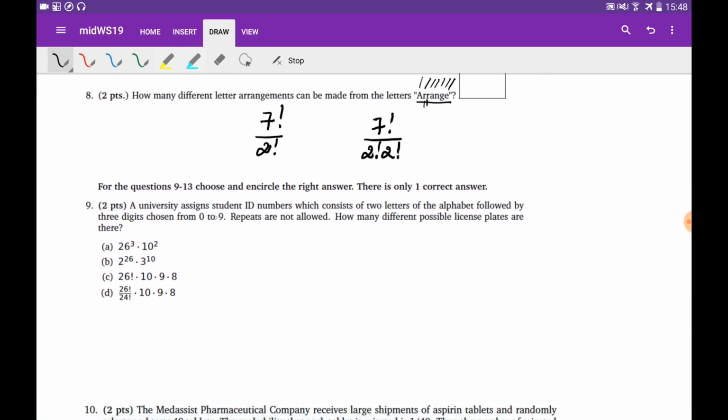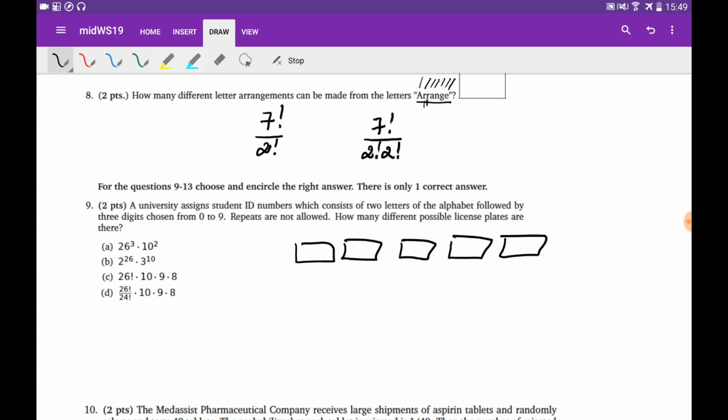So the university assigns the students ID numbers which contain 2 letters of the alphabet followed by 3 digits, and we cannot use the same letter and the same digit twice. So in order to find the number of ID cards which can be generated, we need to make the boxes. So 5 boxes.